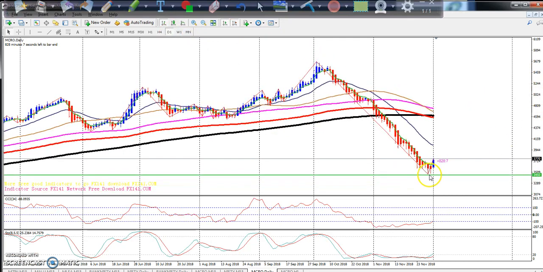And if you see the daily chart, exactly this is the area where I have given that support. So next, what is the resistance level?